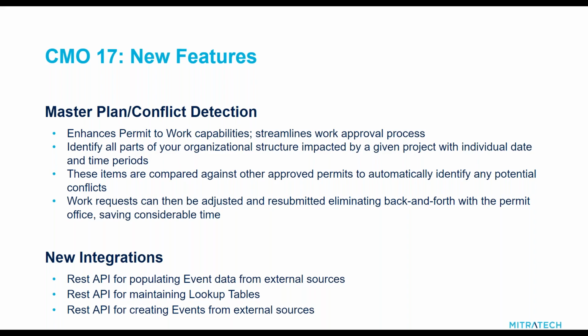We also have a new capability called lookup tables, and there's a REST API for maintaining those lookup tables, and we'll talk about that in the next slide, I believe. And then third, there's an API for creating events from external sources. So if something happens outside of CMO that needs to trigger an investigation form, for example, or maybe you want to trigger an audit in CMO based on something that has happened from an outside system, the ability to use an API to create that new event in CMO, and then of course move into CMO and perform the event as you would normally, is another part of the API functionality. So next slide.